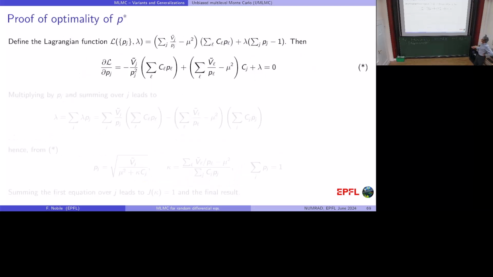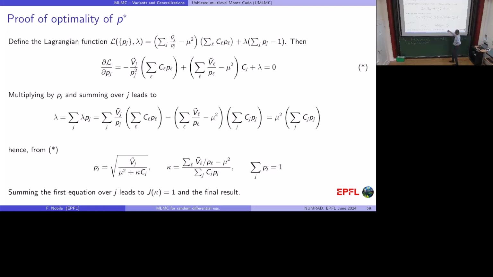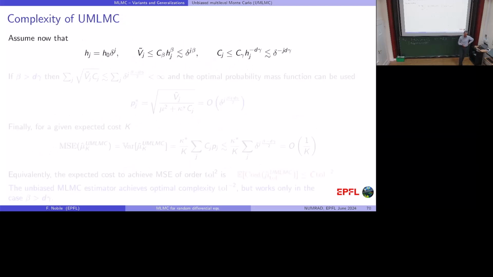Okay, here is the proof. I can leave it as an exercise. So just write a Lagrangian, you take a derivative with respect to each Pj, and then you have to solve this equation and figure out what the Lagrange multiplier is, and you can do some steps, and you get to the formula.